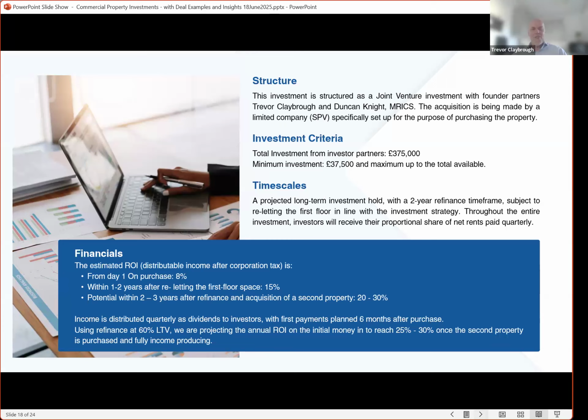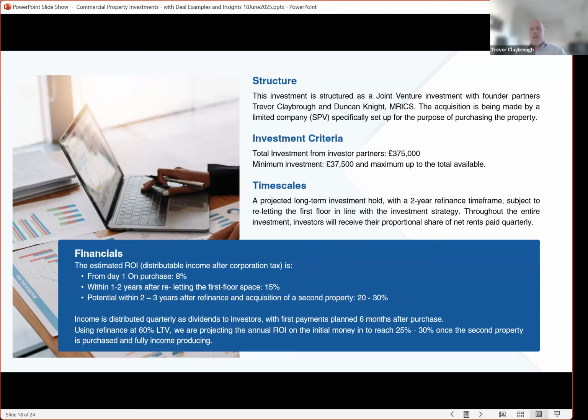So the structure, again, we always set up an SPV. This particular one, it's 375,000 that's needed to get it over the line, and the minimum investment is 37,500. It's basically 10% of that. And this one is with the aim of leaving the money in for the long term, because when we refinance, we're going to buy an additional property.